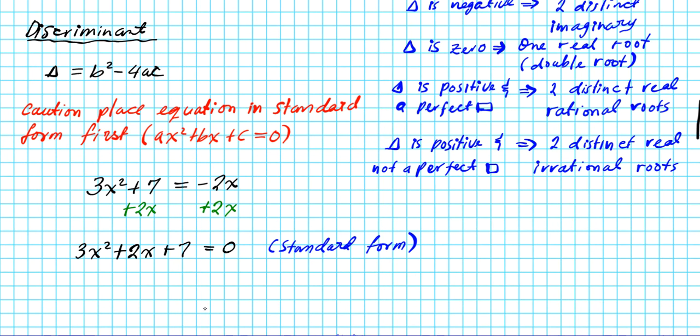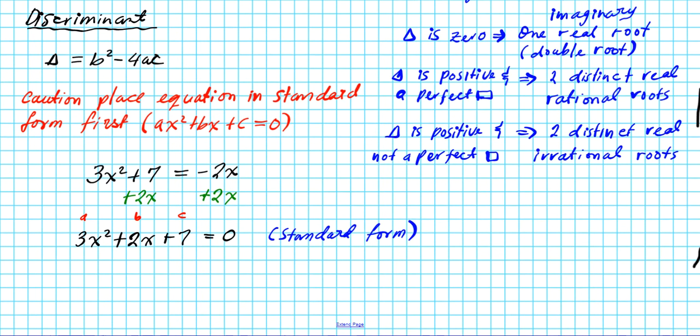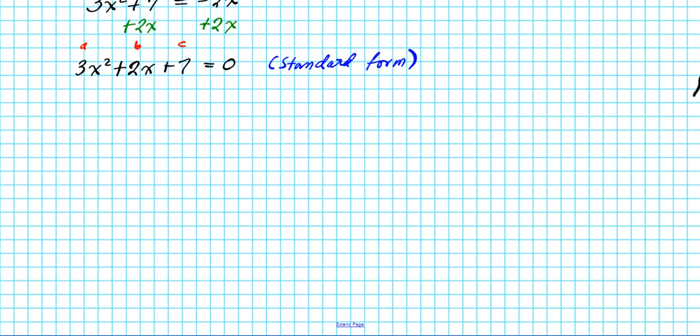So you have your a, the coefficient of the x squared, b is the coefficient of x, and c is your constant. So let's go ahead and write that out. We have a equals 3, b equals 2, and c equals 7.